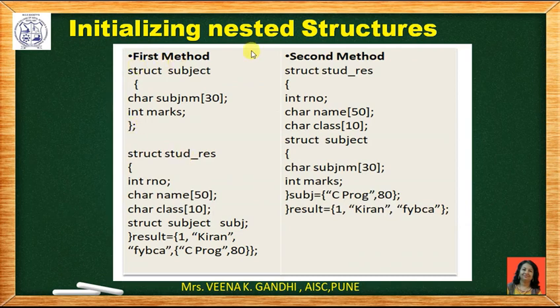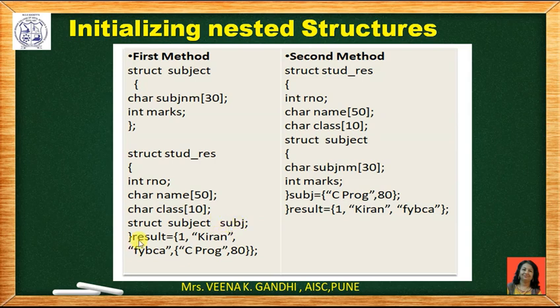Now, how to initialize the nested structure? Again, there are two methods. First, we completely declare the subject structure here, the inner structure, and stud result is the outer structure. It contains roll number, name, class, and then a variable of the inner structure subject.